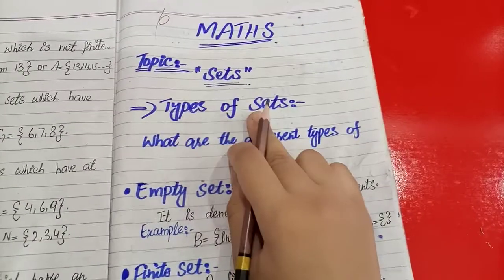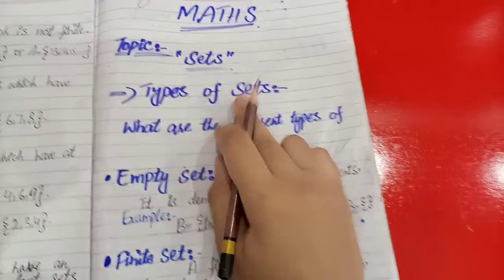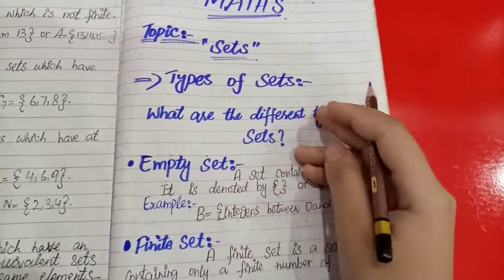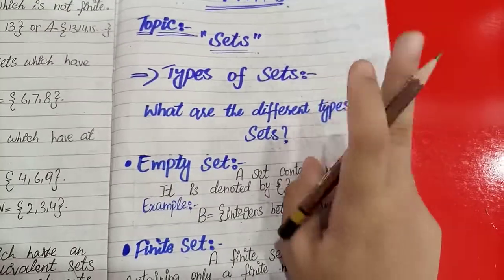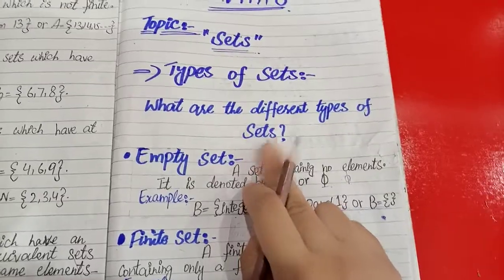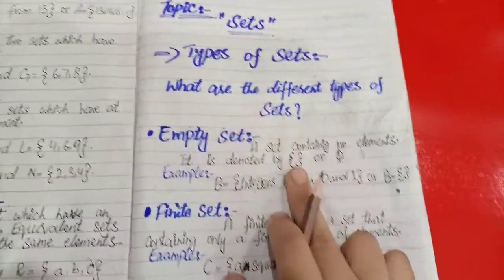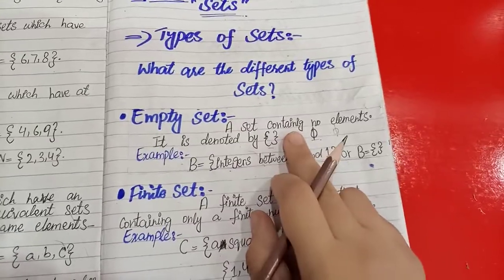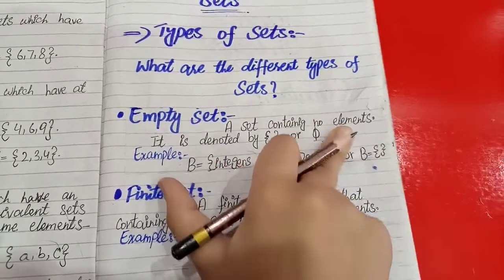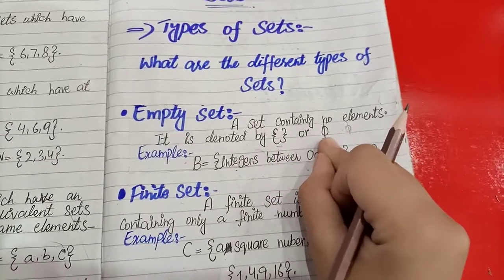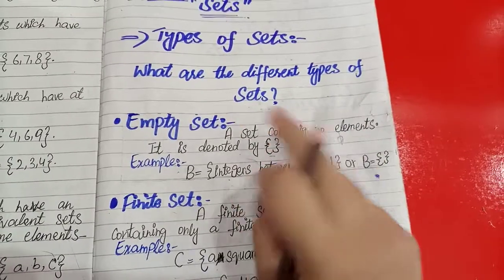Today I have brought the subject maths, topic sets, types of sets. This is part 2 of the video. The first part is about what is a set, and the second part is about types of sets. What are the different types of sets? This is our question, and the answer is: the empty set, a set containing no element. It is denoted by a simple bracket or an empty sign.